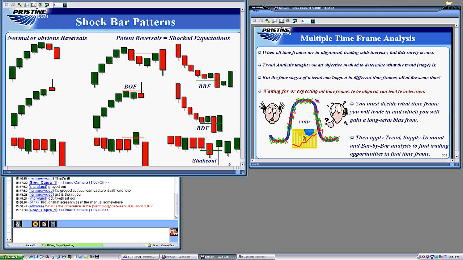And with multiple time frames, we have to decide what time frames we're going to look at, and the choices are close to being endless, especially with what the platforms can do today with tick charts, volume-based charts, and so on. But we don't want to overwhelm ourselves by looking at too many time frames, and the odds of them all being in alignment at the same time usually don't happen. If you're waiting for that, you're not going to be trading too often, and that may lead to confusion. So we have to decide the time frame that we're going to trade in, and a time frame that we're going to take a longer term bias from, and then apply the various concepts that we've been discussing.